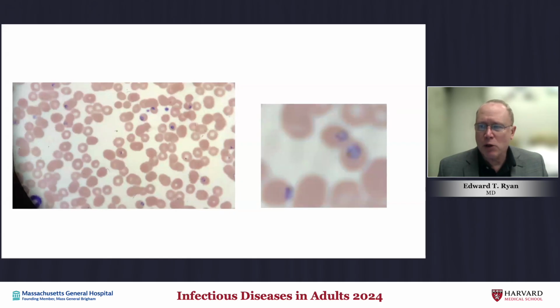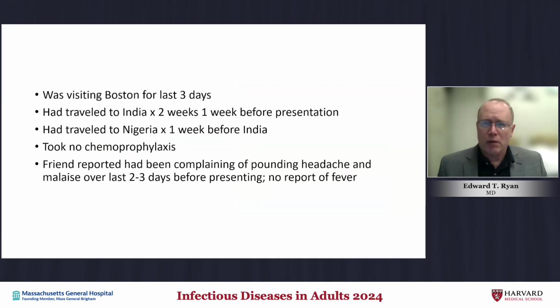And here's some more up close of those. And on the right hand side, it's a little out of focus, but you clearly see red blood cells with blue and sort of goldy things inside. And so appropriately, the hematologist looked and said, "Oh, this looks like malaria." Now, some background was she had been visiting Boston for 3 days for business. She traveled a lot for business. She had just come from India, and right before that, Nigeria, all within the last 3 or 4 weeks.